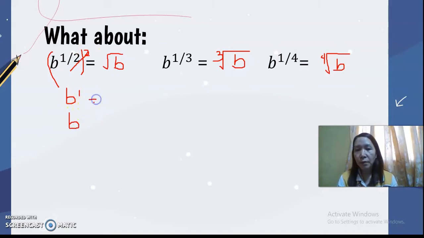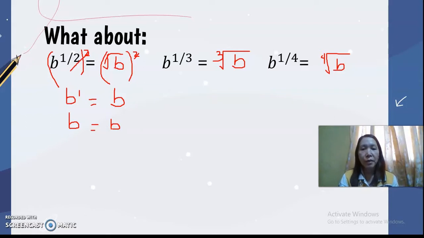So this is equal to, we're going to work on the other side of the equation. We are going to raise this also to the exponent 2, or the power of 2. Why are we going to raise it to the exponent 2? To make the equation balance. We knew already that there is an index 2 here, so we can cancel out the exponent 2 and the index 2. And what is left is b. So b is equal to b.